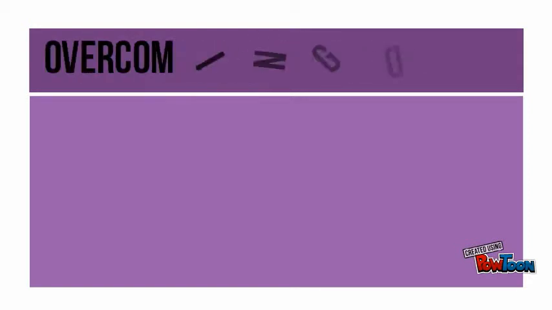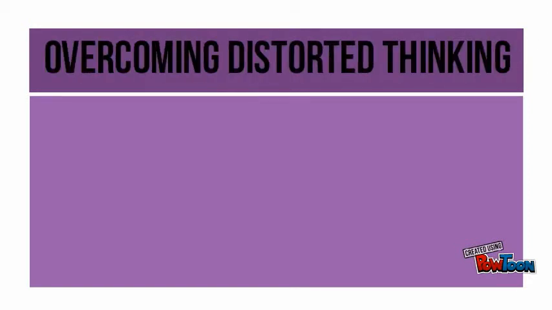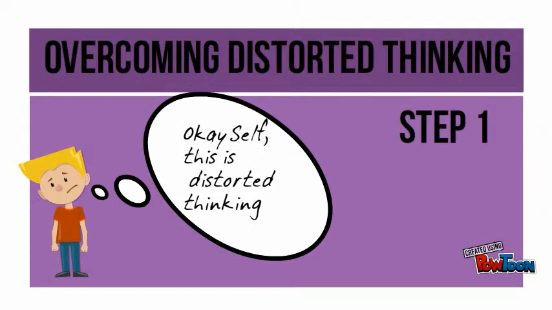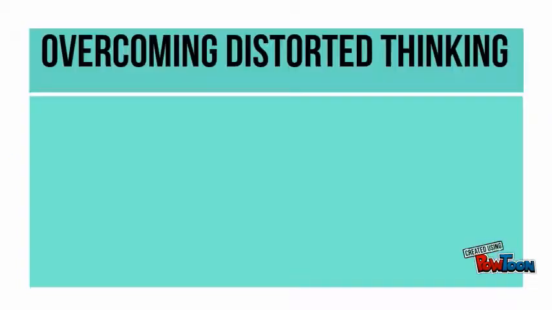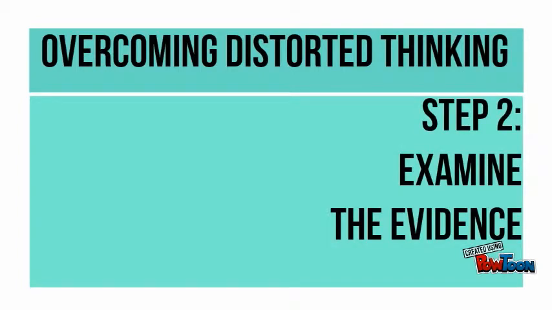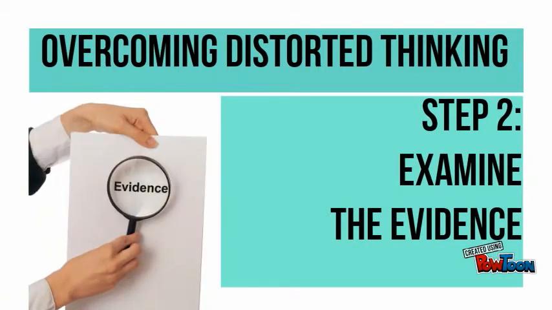When you find yourself in distorted thinking, you should do the following steps. Step 1. Identify that you are engaging in distorted thinking. Notice that you are not taking the situation for what it is, and you're instead twisting things to fit a self-destructive narrative. Step 2. Examine the evidence. Instead of assuming your negative thoughts are true, examine the factual evidence supporting that assumption.